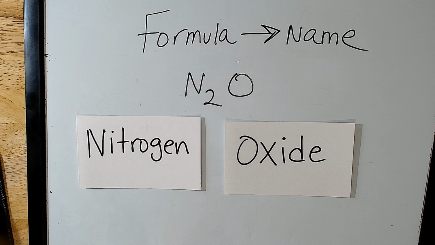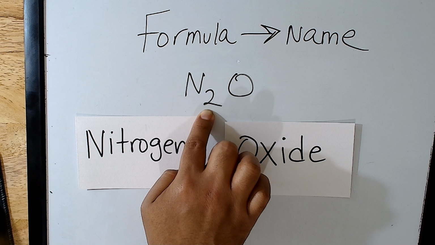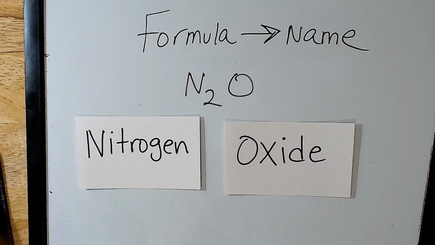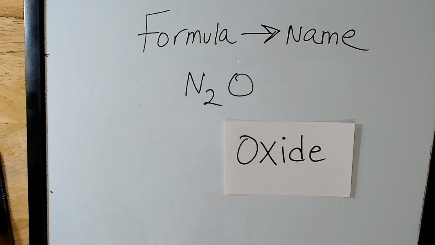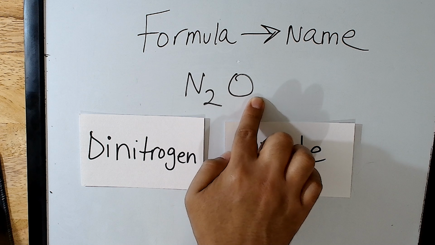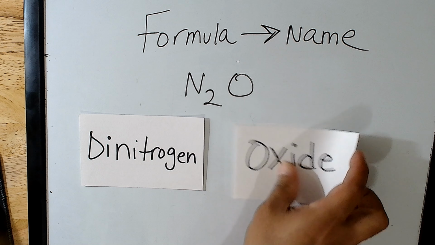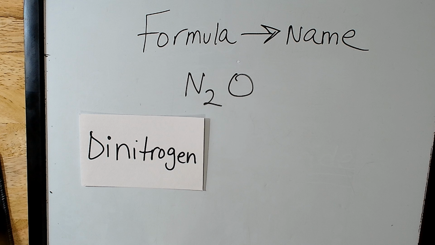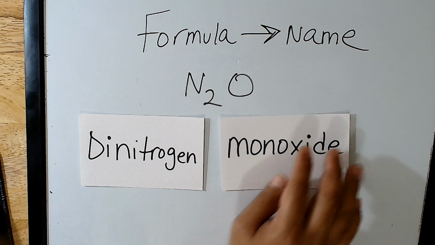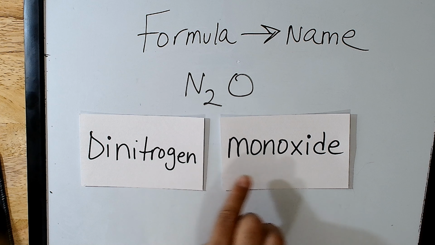Now, for each element, we need to use the correct prefixes based on the subscripts of the chemical formula. I see a subscript of 2, and the subscript of 2 is being represented by the prefix di. So now we're going to have dinitrogen. To the right side of the oxygen, there is a 1 understood. So the number 1 is represented by the prefix mono. Our entire chemical name is going to read dinitrogen monoxide.